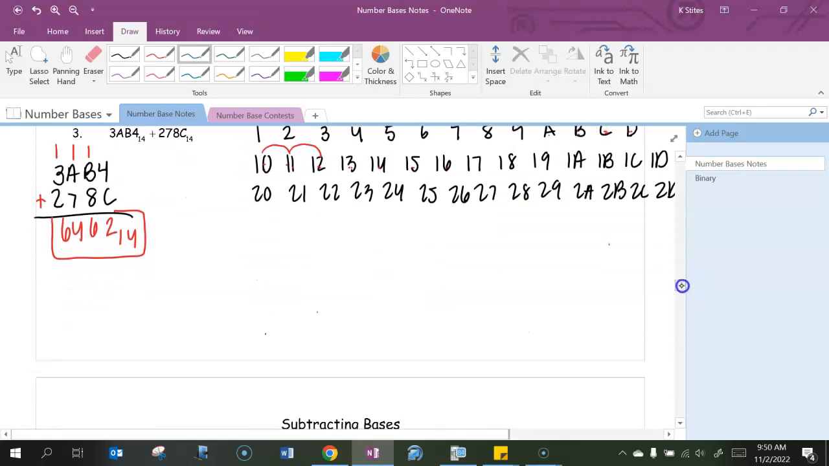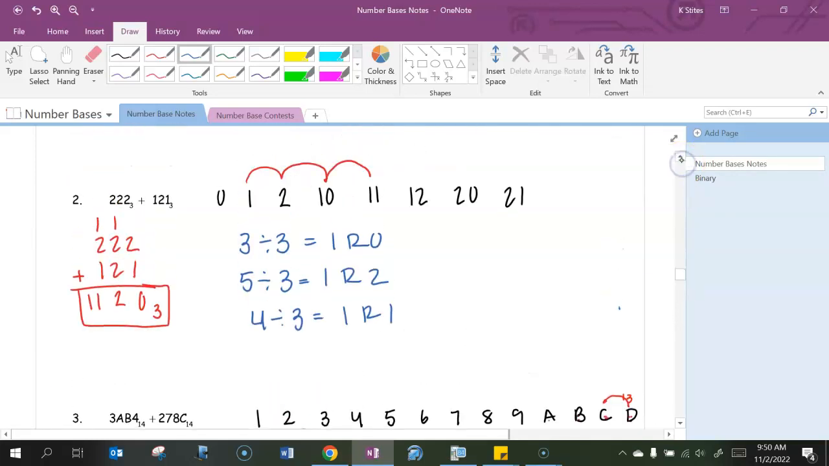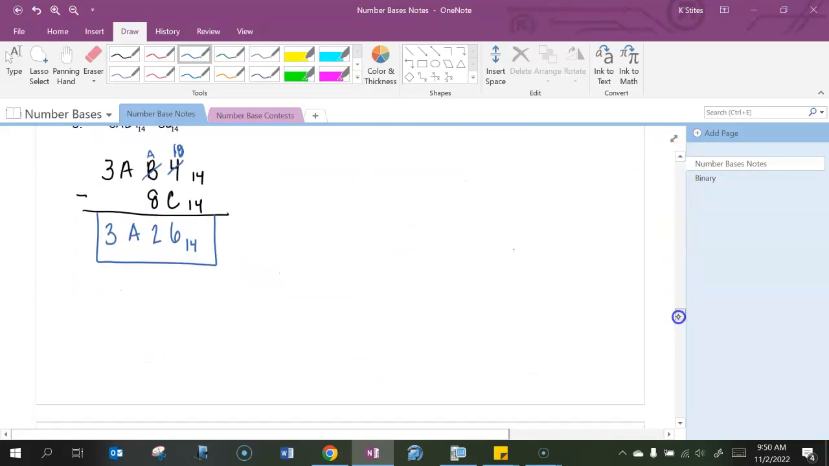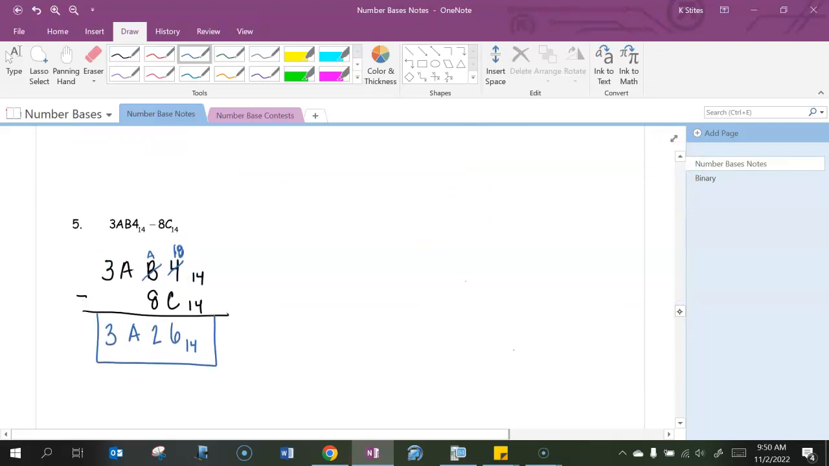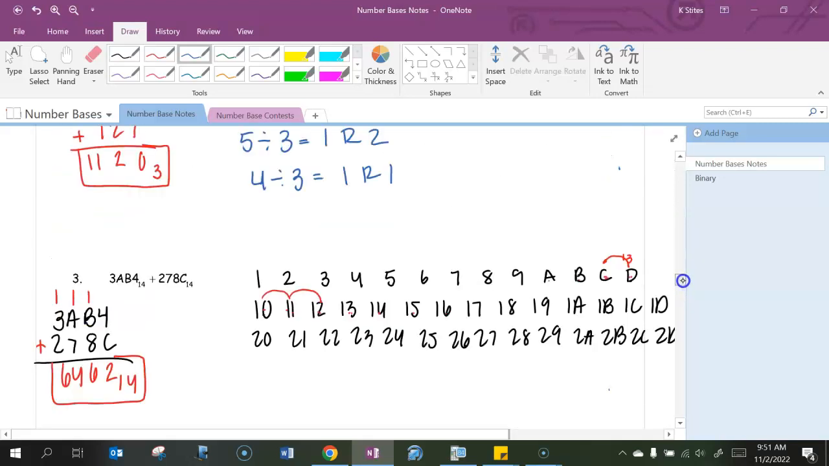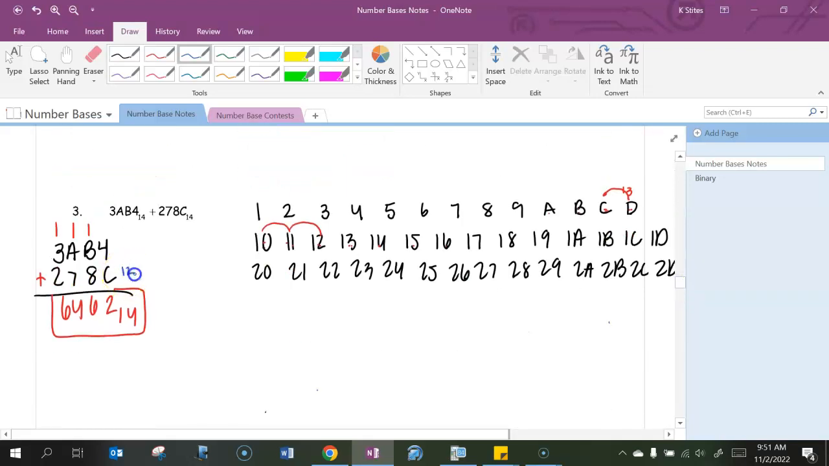And finally, we'll do this last one. C again is going to be like, let's see, A is 10. So C is like your 12. Oh, whoops, we're on the wrong page. C is like 12. So 4 plus 12 is 16. Okay, 16 doesn't exist in base 14, so divide. And this is 1 with a remainder of 2. So again, notice the 2 is here, the 1 we carried.